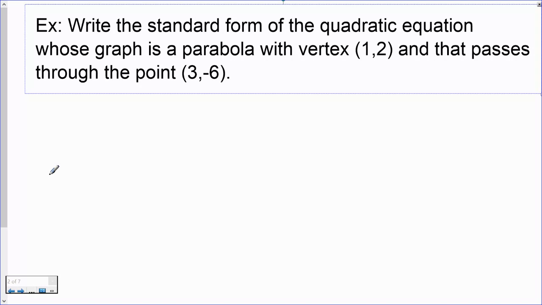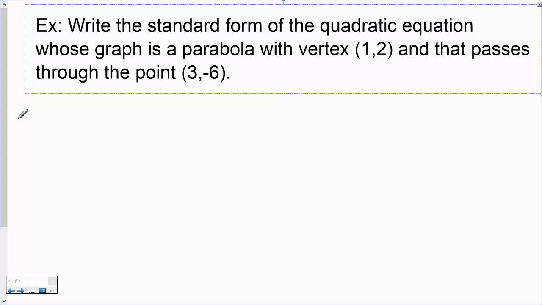All right, we're going to continue with section 2.1 here. We look at a little bit different of a problem. So it says, write the standard form of the quadratic equation whose graph is a parabola with a vertex (1, 2), and that passes through the point (3, -6). So first, we need to remind ourselves what that actually looks like.